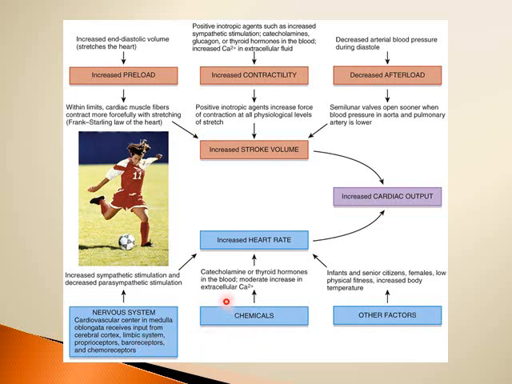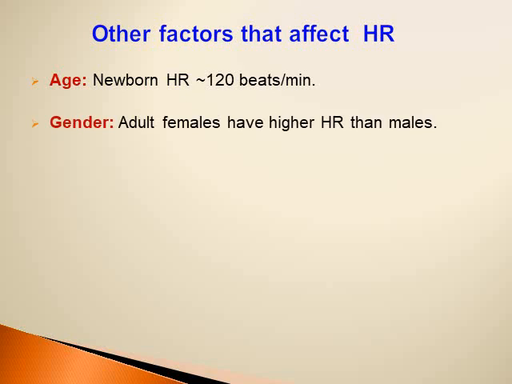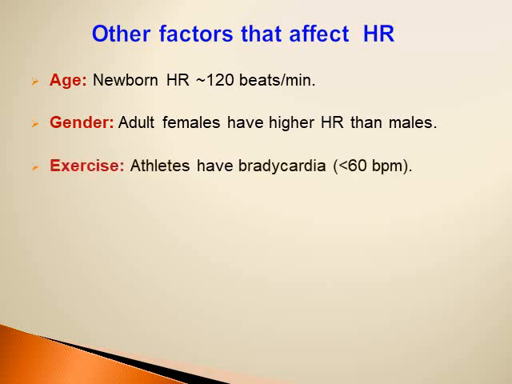As I said, chemicals in the form of hormones or cations can also affect the heart rate, and we have other factors that I will discuss in the coming slide: the age, the gender, the physical fitness, and the body temperature. Let's talk about them briefly in the next slide. The other factors that affect the heart rate: age. The heart rate usually decreases with aging, except for the arrhythmia that might develop in old age. The gender: adult females have a higher heart rate compared to males of the same age.